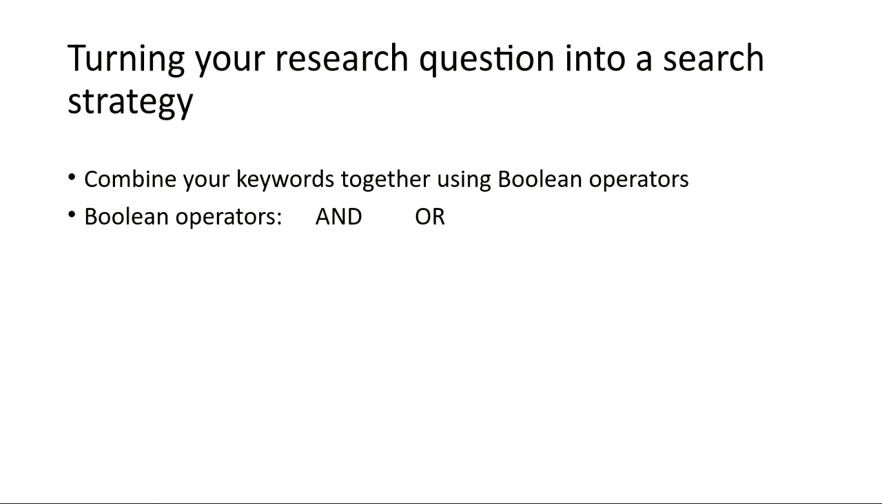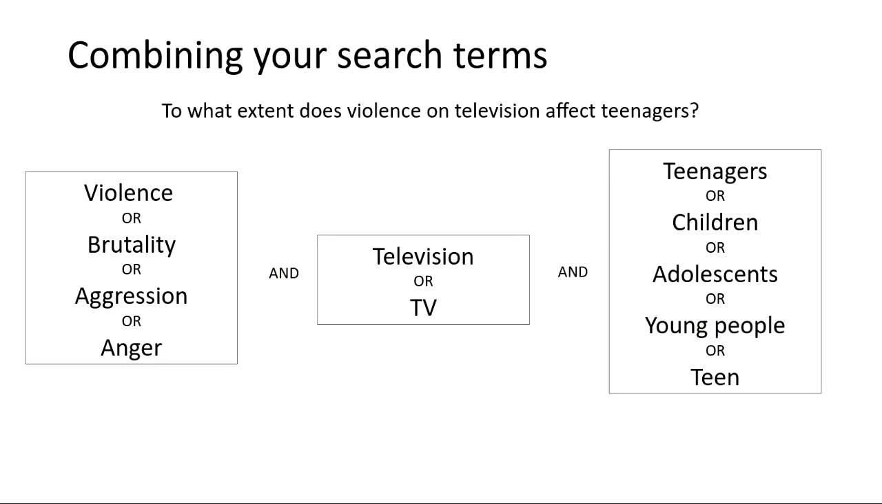And then at the end of our search, that is when we would combine our concepts using AND. I'm going to show you an example for our example question here. So our example question for this webinar is, to what extent does violence on television affect teenagers?